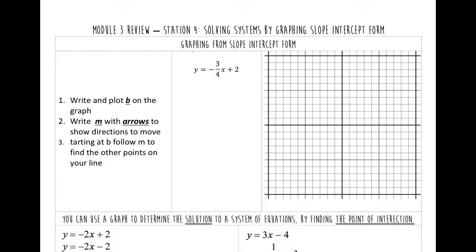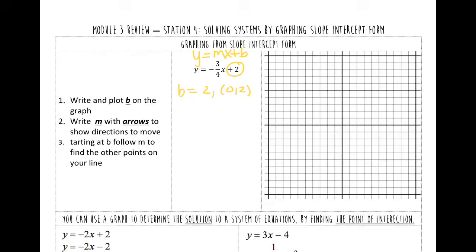So the first thing when you get an equation is if it's in slope-intercept form, which means it's in the form y equals mx plus b, which is on this page, you're going to want to first write down what b is. B in this case is the number after x, which is 2. As a point, it's (0, 2). And the reason it's important to write this down is because b is always where we begin our graph.